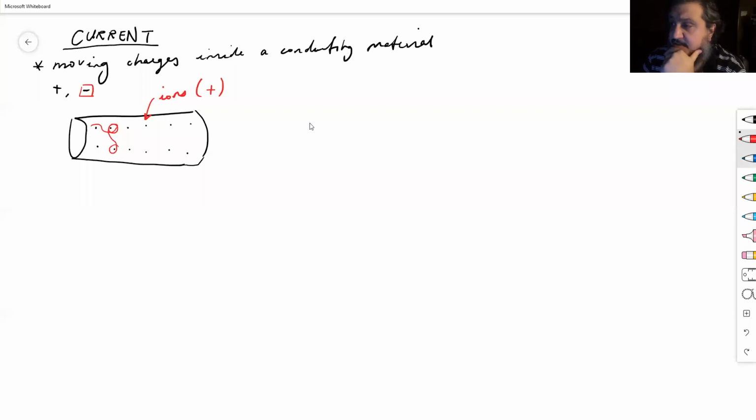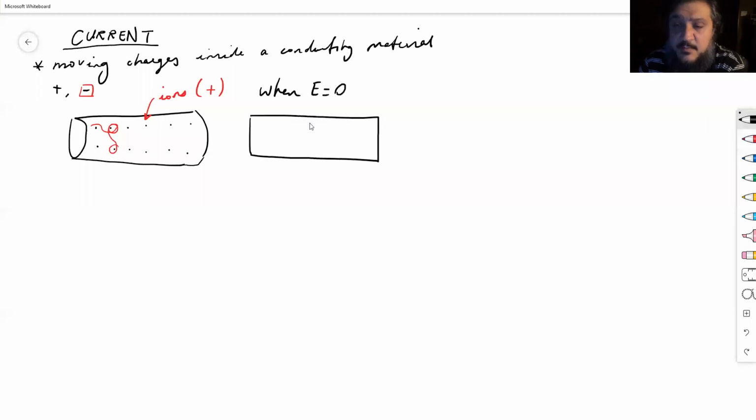You don't need an electric field, or an external electric field, let's say, for these electrons to move. Even when there is no electric field, no external field, those electrons will move from one place to another, colliding with these ions and changing directions. It's pretty much random motion. So an electron would be moving like this.